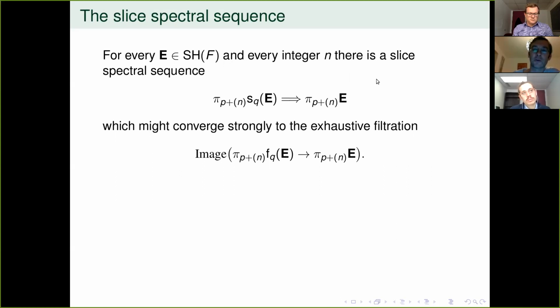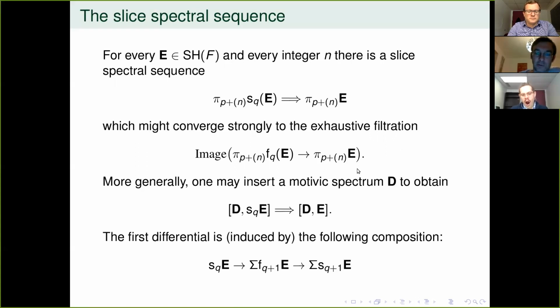Let's stick now to the effective filtration, the Voevodsky slice filtration. Then we get this spectral sequence, and we're not sure whether it converges to this exhaustive filtration that you get on the homotopy groups. And of course, you do not have to restrict to homotopy groups. You can map any motivic spectrum to the slices and ask whether this will converge. This is usually done where D is the suspension spectrum of some smooth scheme.